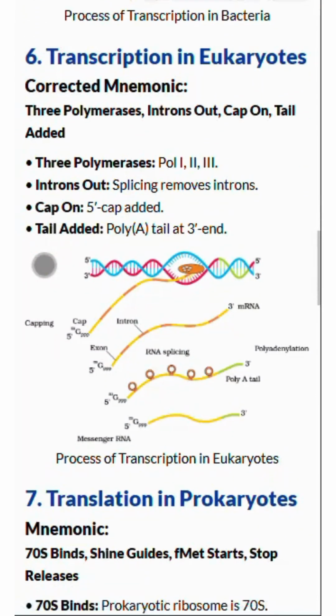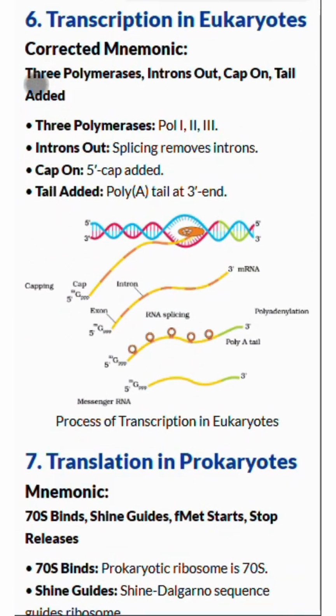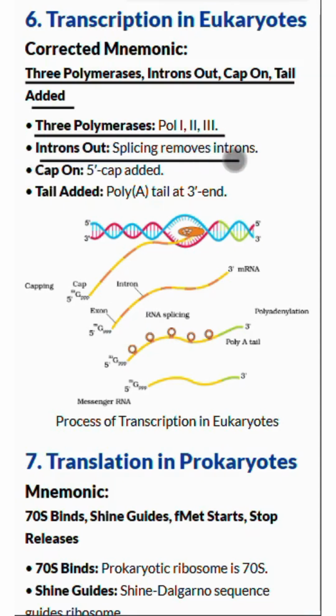For transcription in eukaryotes, the process is more complex. The corrected mnemonic is 3 polymerases, introns out, cap on, tail added. This signifies that polymerases 1, 2 and 3 are involved. Splicing removes the introns, a 5' cap is added, and a poly A tail is added at the 3' end.